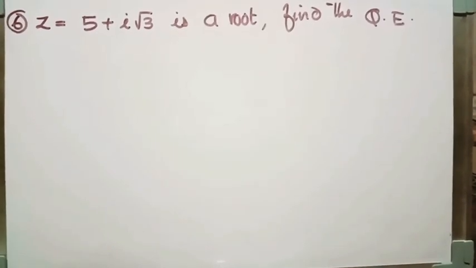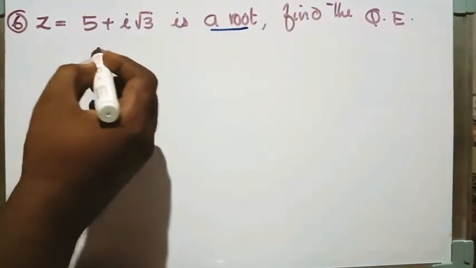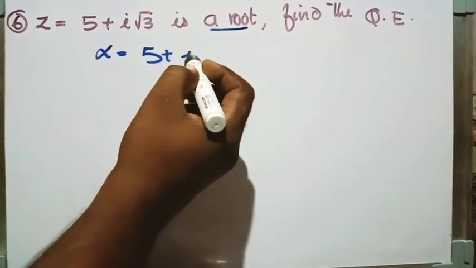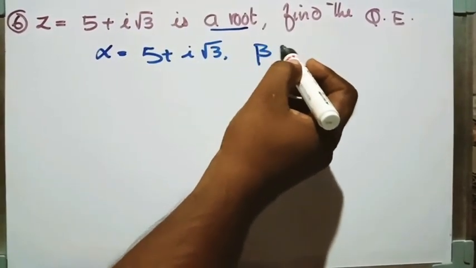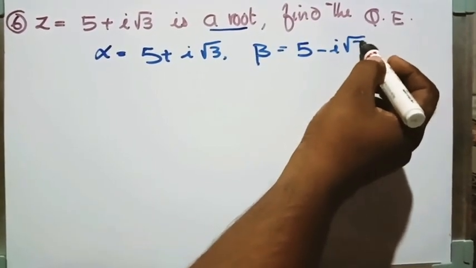Another question. z is equal to 5 plus i root 3 is a root of the quadratic equation. Find the quadratic equation. Okay, so one root, z is equal to 5 plus i root 3, is a root. Let's take this root as alpha, which is 5 plus i root 3. So what will be the next root beta? Yes, it is 5 minus i root 3.